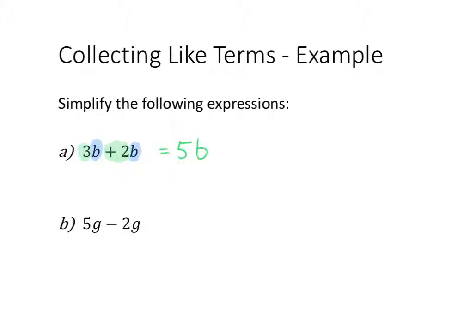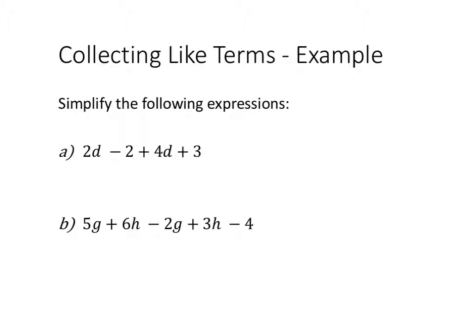In my second expression, I want to simplify 5g minus 2g. Now, I know these are like terms because both contain the variable g. So now I need to have a look at my coefficients to simplify. I've got a 5 and I've got a 2. Looking at the sign in front of the 2, it is a subtraction sign. So to simplify, it is going to equal 5 minus 2, which is 3. So 3g is my simplified answer.